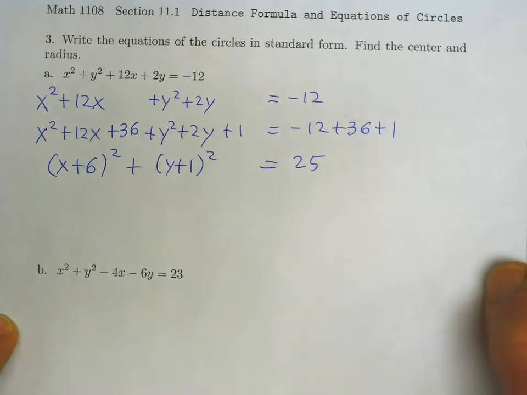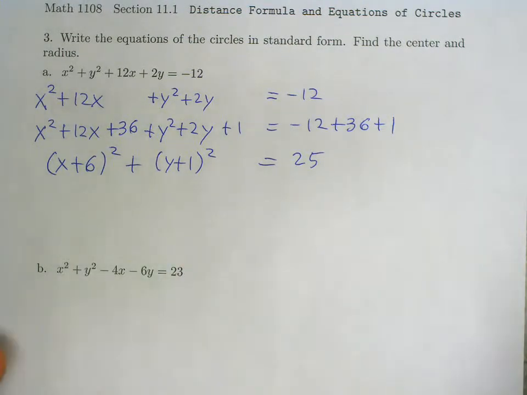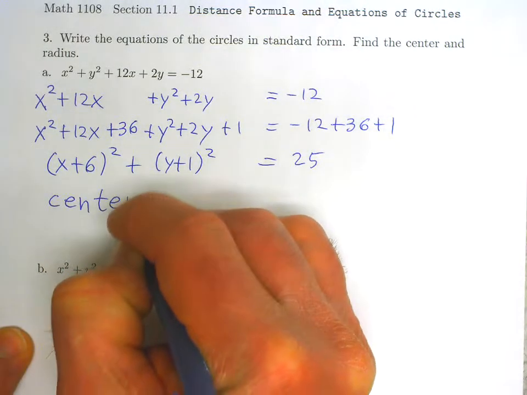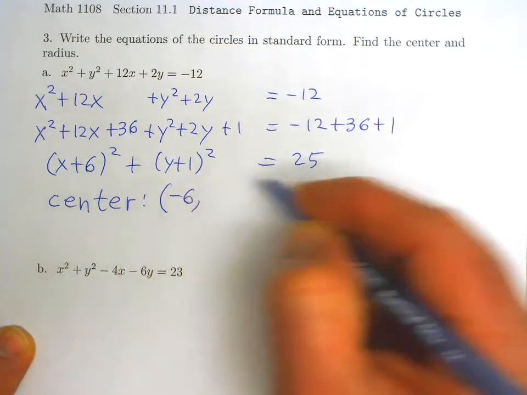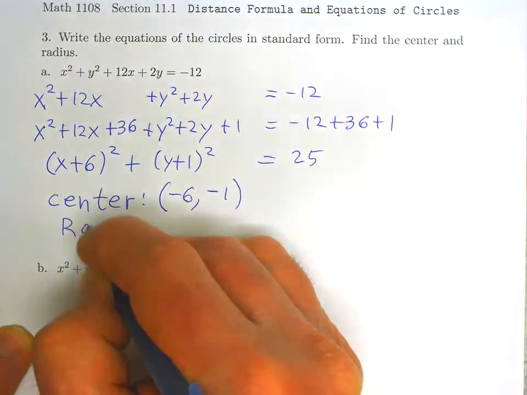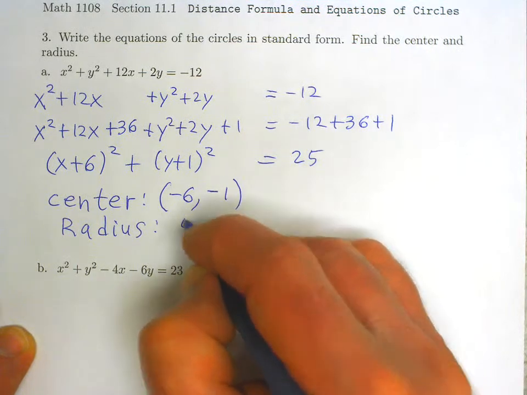Okay, now we have the equation of the circle in standard form. And we can tell by looking what the center is. The x-coordinate of the center is negative 6. The y-coordinate is negative 1. And the radius is the positive square root of 25, which is 5.